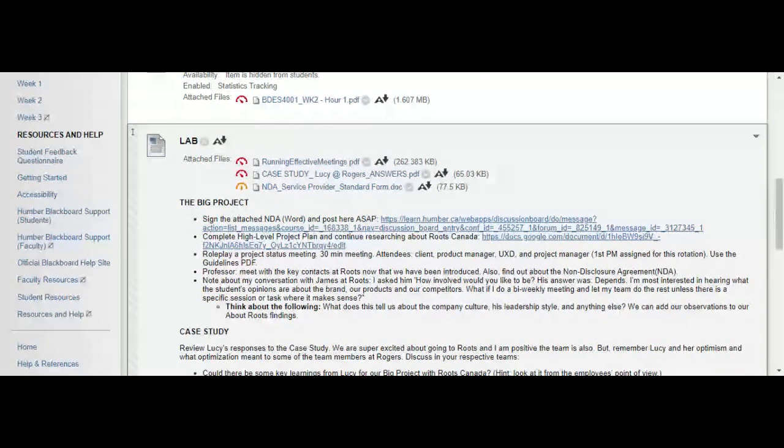The very first item for the lab is that everybody has to sign the non-disclosure agreement. It is one of the Word documents attached. I'd like for everybody to read it, sign it, and then post it to the discussion board. I have provided a link. That would probably be the most efficient. And then I will take them all and send them to Roots.